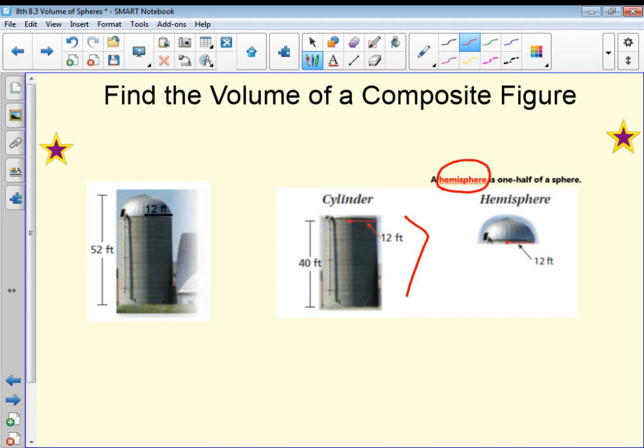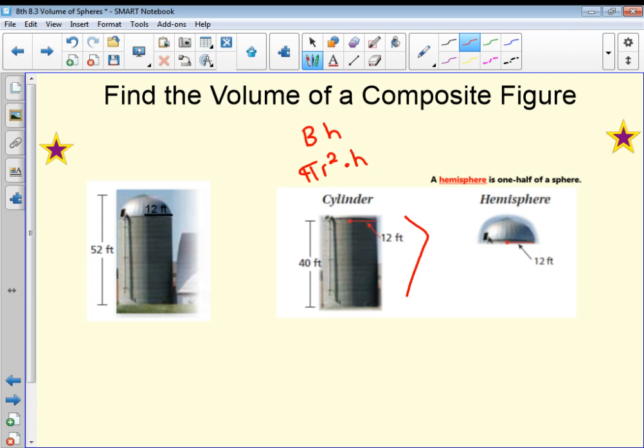So we're still going to use our same formula, but we're just going to divide by 2 in the end once we get our answer. So our same formula for a sphere, and then we divide it by 2. Okay, so our formula for a cylinder, let's discuss that first. We have area of the base times our height. The area of our base is a circle, so that's pi times radius squared, and then we take that times the height.